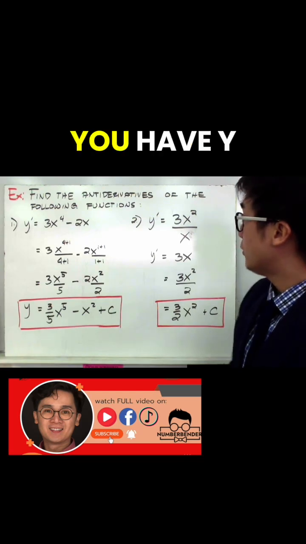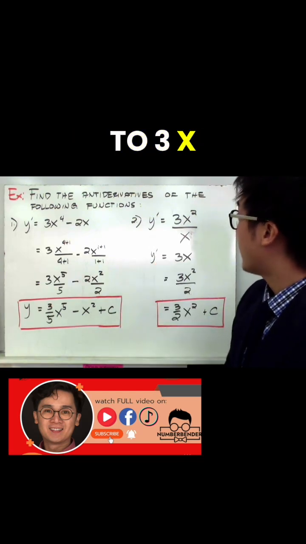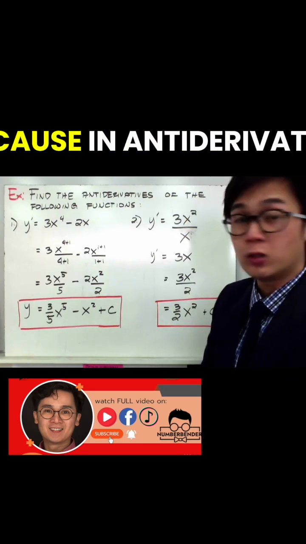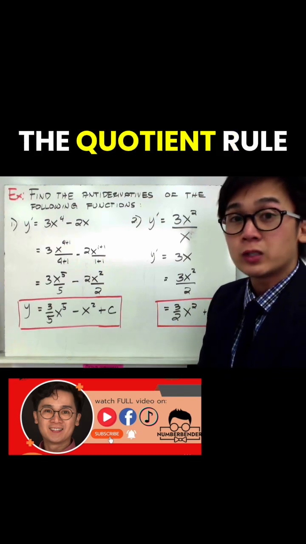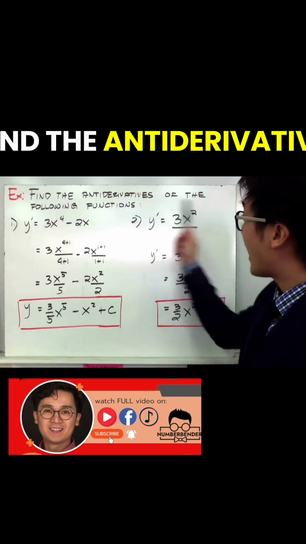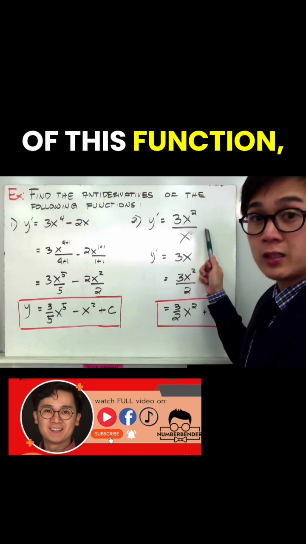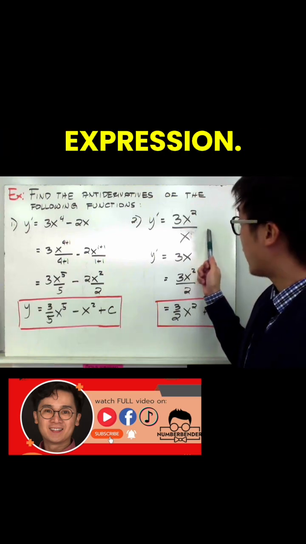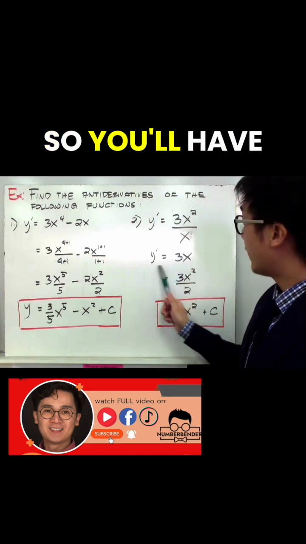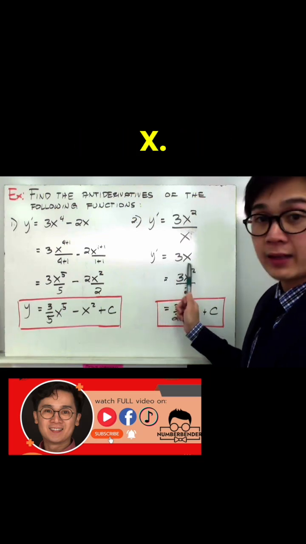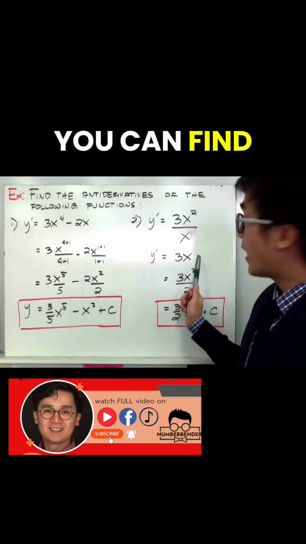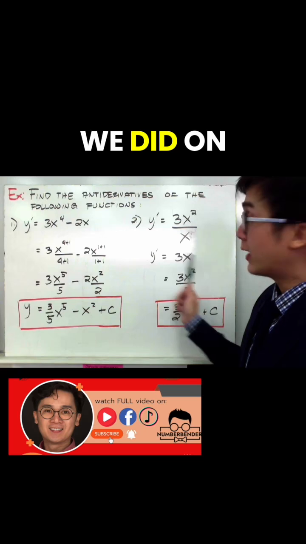Now for number 2, you have y prime equal to 3x squared all over x. Don't get confused about the quotient rule, because in antiderivatives, the quotient rule is not really going to work. So to find the antiderivative of this function, you need to simplify your rational expression. 3x squared all over x, you can cancel the x at the bottom, so you'll have y prime equal to 3x. Now that your expression is in simplest form, you can find the antiderivative using the rule that we did on number 1.